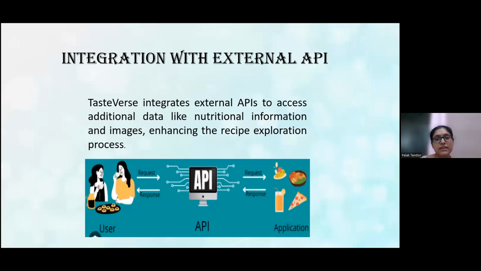Then integration with external APIs. TasteVerse integrates external APIs to access additional information like nutrition information and images, enhancing the recipe exploration process. So it acts like a coriander on a dish, like getting supplementary information about a recipe for which the users are searching or want to make. Moreover, it provides the images, so the users can first visualize the recipe before making, and thus it helps them in making more informed decisions about the cooking.